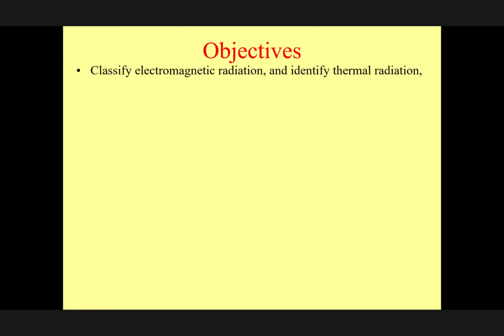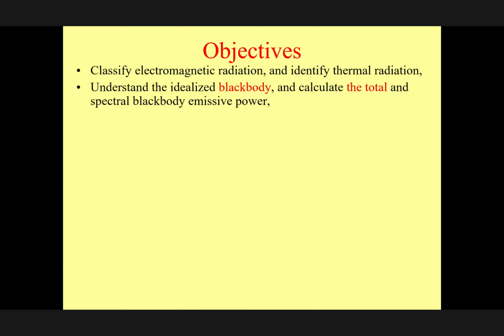The objective here is to classify electromagnetic radiation and identify thermal radiation. We mentioned that when we're dealing with radiation, it covers a wide range of processes, okay? And a portion of that is dealing with thermal radiation. We have some idea what the black body means. We mentioned this is an ideal base.